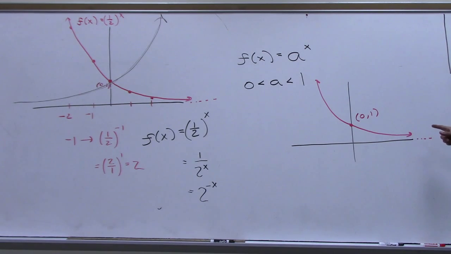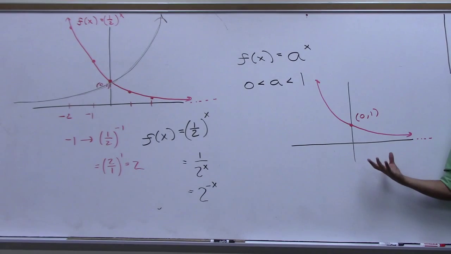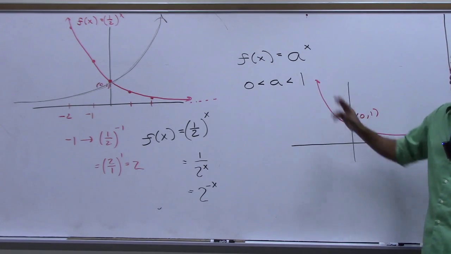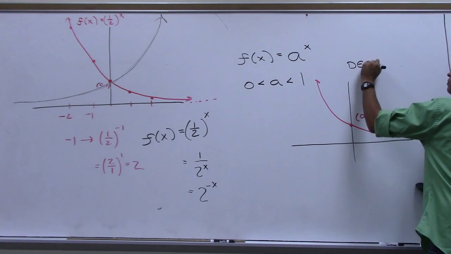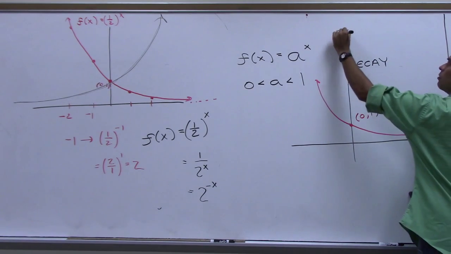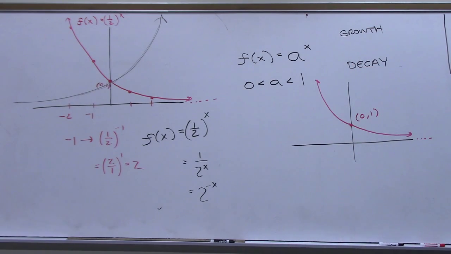What's the domain? Same thing that the other one was. What's the range? Same thing. It's not increasing, it's actually decreasing all the time, right? It's still smooth, still has a y-intercept, still doesn't have an x-intercept, right? So there's a lot of similarities between this and when a is bigger than 1, except that we have decreasing instead of increasing. Understand? So we call this decay. On the other graph, put growth on there. The other graph was exponential growth. This is exponential decay.